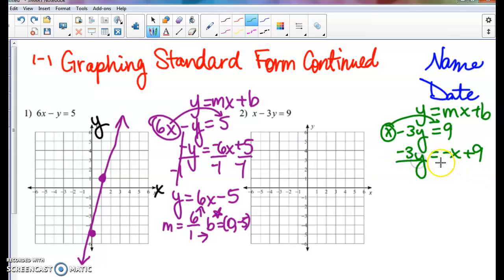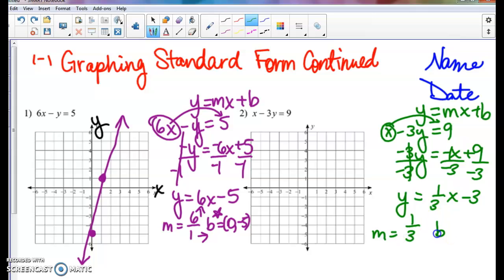Now divide everything here by negative 3, and now negative 3's cancel, y equals, 2 negatives make it a positive 1/3 x. Remember, there's a 1 there, so negative 1 divided by negative 3 becomes a positive 1/3. Remember, you can always use Desmos if you have trouble with the fractions. Then 9 divided by negative 3 is negative 3. So the slope is going to be 1/3. And we're going to begin with 0, negative 3.